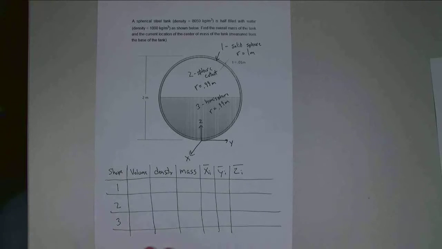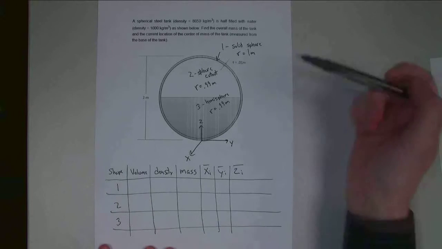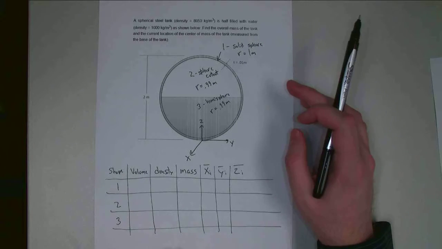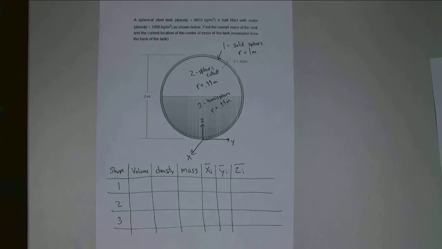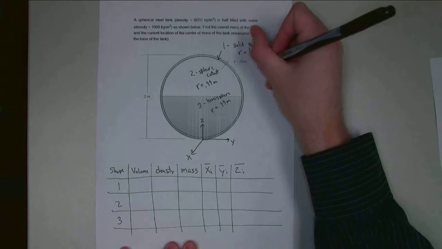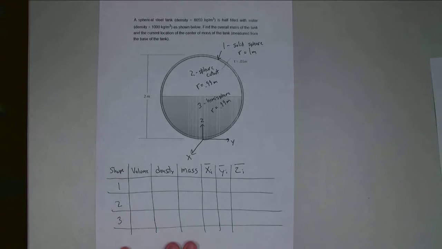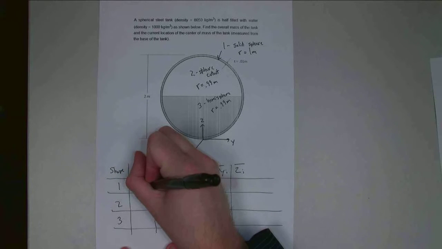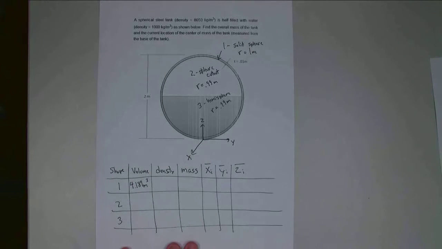Alright, starting out, let's find the volume of the 3 parts. The first one is a solid sphere, so before I take the cutout, I'm going to figure out that volume. Looking on my centroid table, I can see that the volume of a sphere is 4/3 pi r cubed. So if I do 4/3 times pi times the radius of 1 meter cubed, I wind up with a volume of 4.189 meters cubed for my solid sphere.